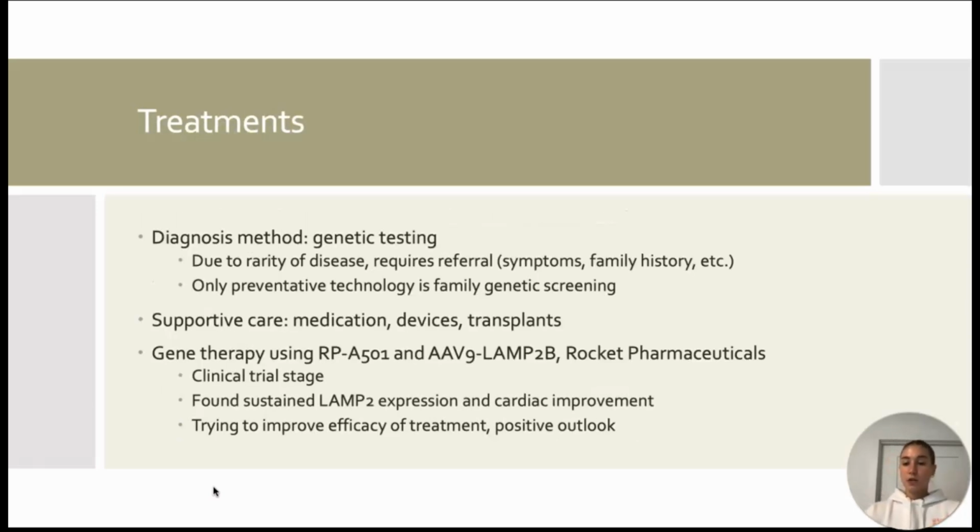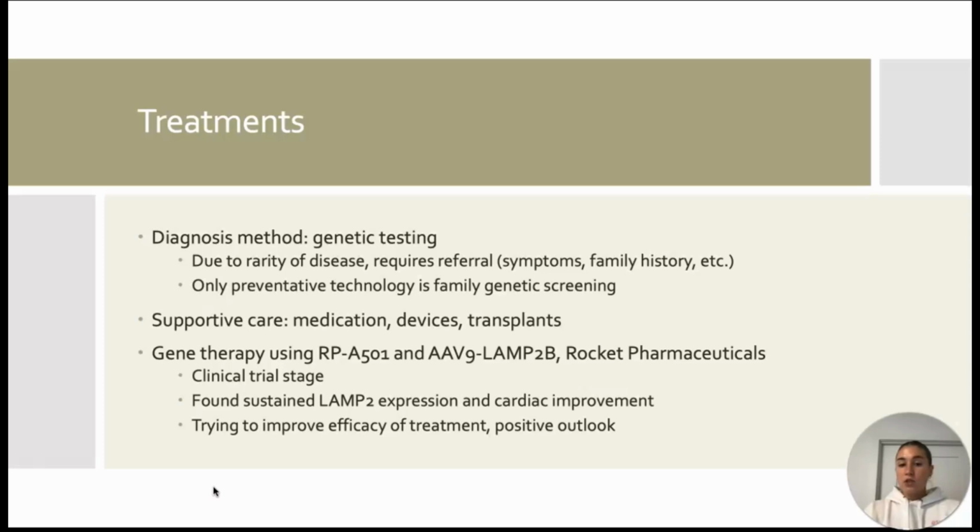So let's say you're diagnosed with, or you have heard about this disease. What do you do about it? So the diagnosis method is genetic testing. It is not something that is done in a regular checkup because it's so rare. It requires a referral. So that referral happens because you either have symptoms of the disease or a family history of the disease. And the only preventative technology is family genetic screening.